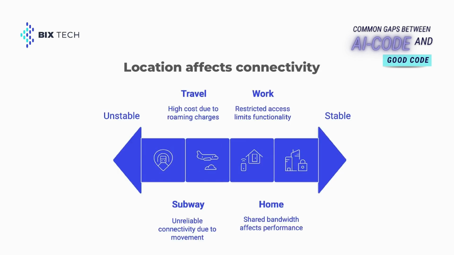And the usage context is as unpredictable as possible. There are people using it on the subway with a connection that comes and goes. Some use it at work with the corporate network, with some restrictions. At home, sharing the internet with family, and even traveling with international roaming.